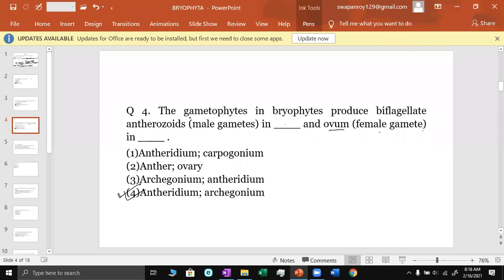Yes, in this gametophyte, the male gamete is developed in the antheridium and the female gamete or the ovum in the archegonium. Archegonium is female and antheridium is male.